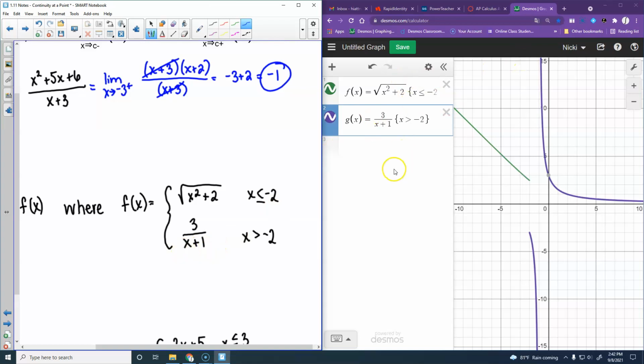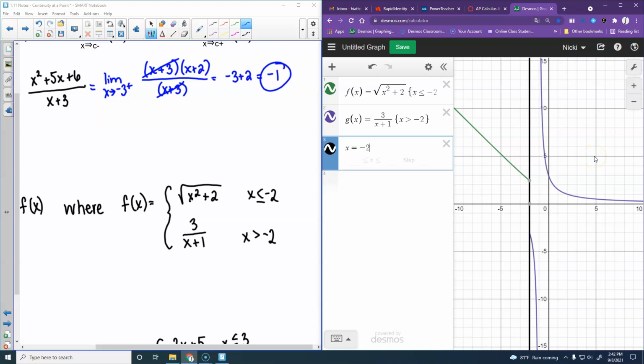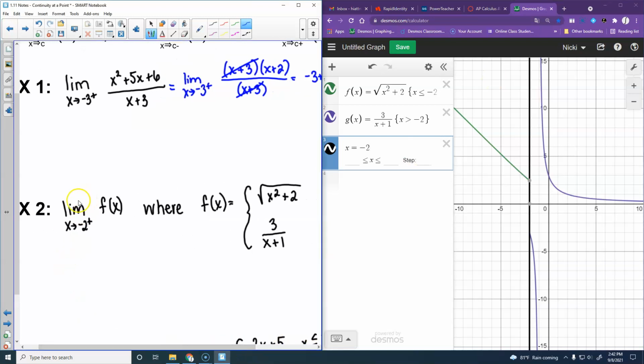So what happens with this, I'm going to put this in here. Oh, it's not part of the graph. Oh, -2. So right here at -2, you've got that jump in the graph. That's where your 2 pieces of the piecewise function come together. So the question has asked us to find the limit as x approaches -2 from the right.